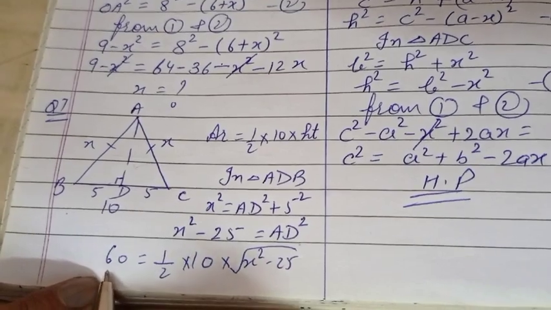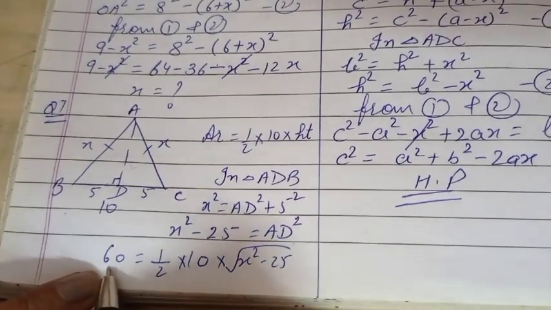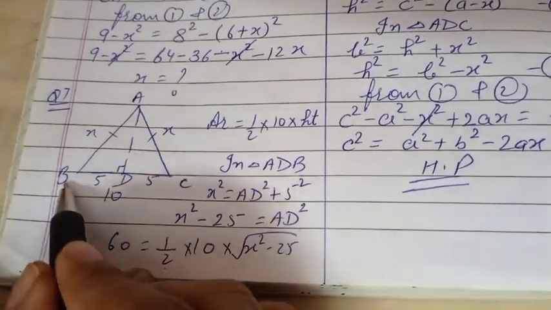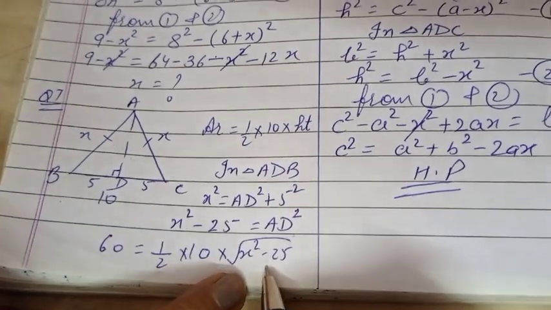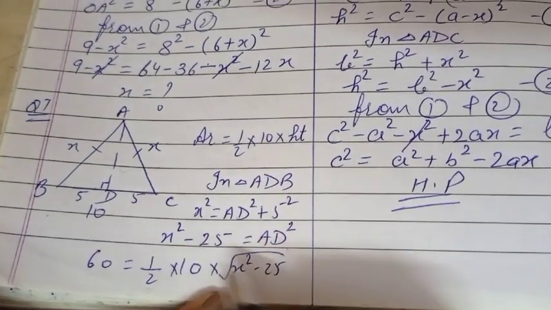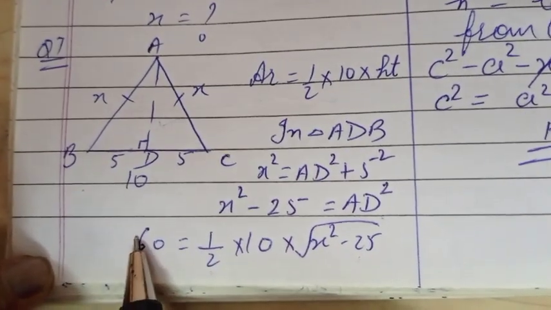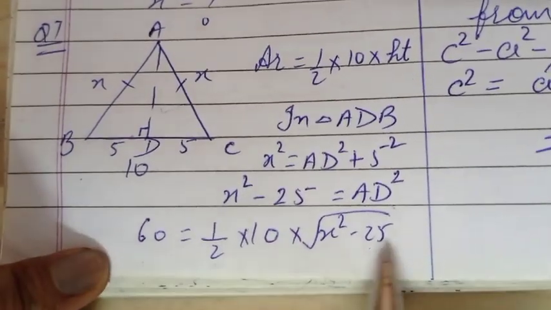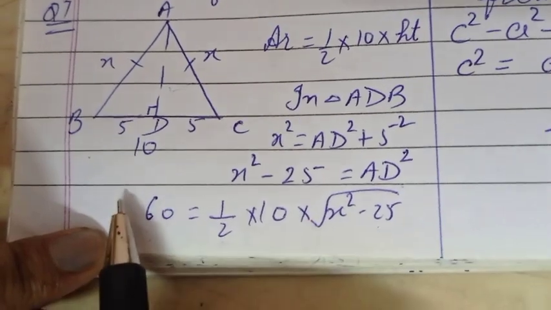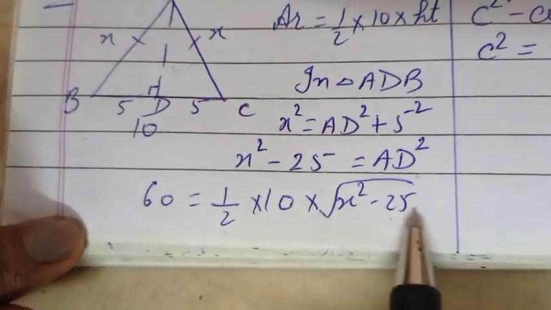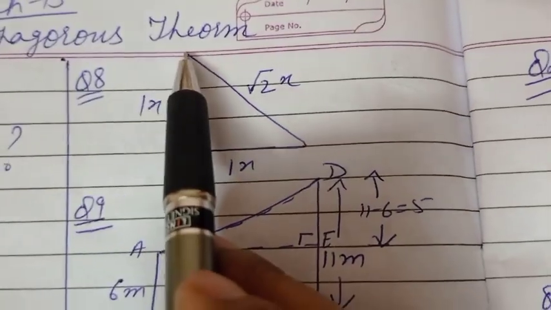Clear? Now what is the formula of area? Area is 60. Half, base is what? 10, into height. What is height? Height is under root x square minus 25. So how do you have to do it? Transpose 2 here, take 10 over here, then square both the sides, the root will get cancelled and you can find the value of x.